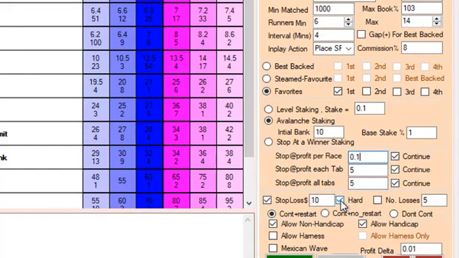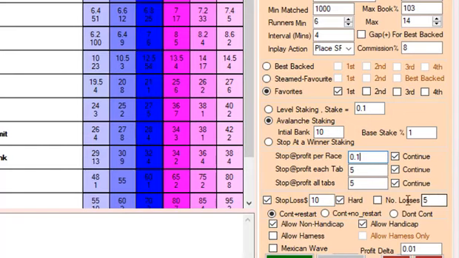If you have hard unticked, it means it will keep betting until you get to the 10, and then it will stop. So it will still place another bet as long as 10 is not breached. If it's 9.9, you're losing 9.9 on the series, it would still place the bet. Or you can tick number of losses, or you can have them all ticked here, and whichever comes in first applies.